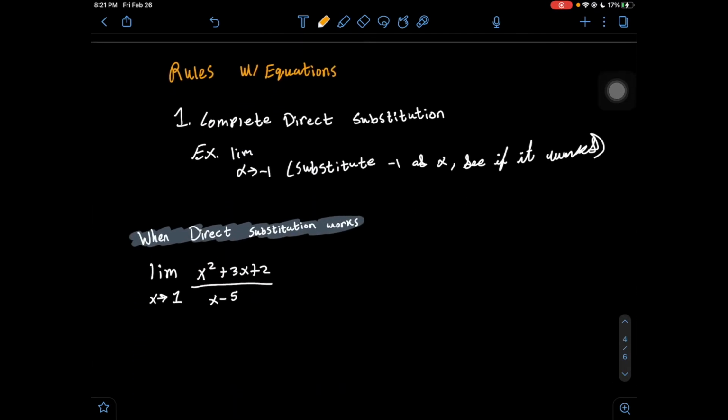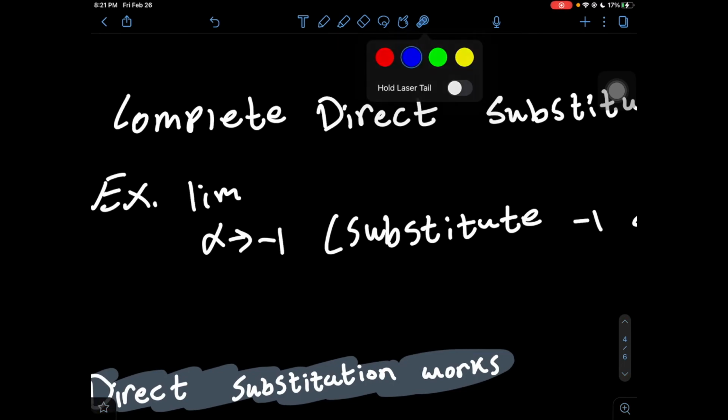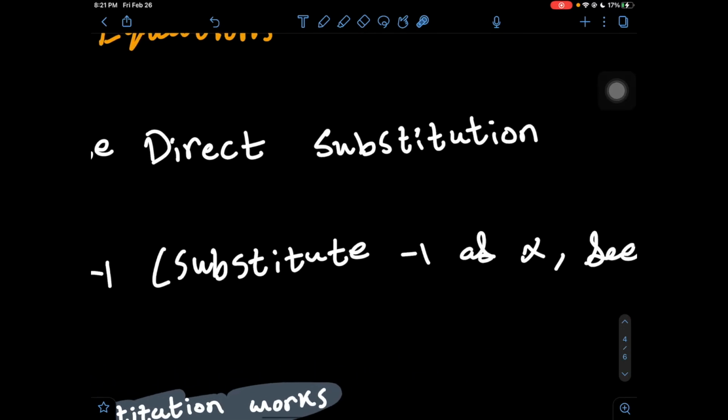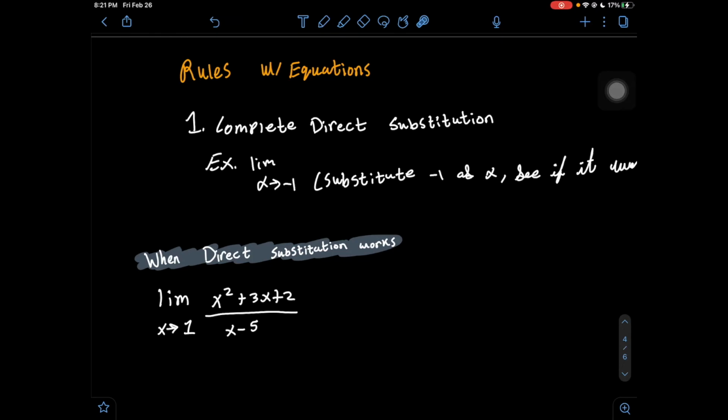Next, we have some rules with equations. Now we're going to be dealing with limits and equations together. Originally, we were dealing with graphs. Now we're on to equations. So the first rule, or the main rule, is to complete direct substitution. And we'll get into that later. But an example would be if you have a limit where it says x approaches -1, you're going to substitute -1 into your equation as your x value and see if that works. And we're going to go through and see what works and what doesn't.